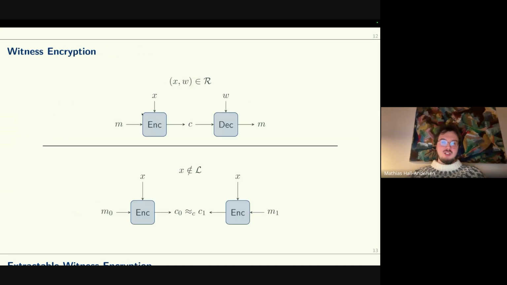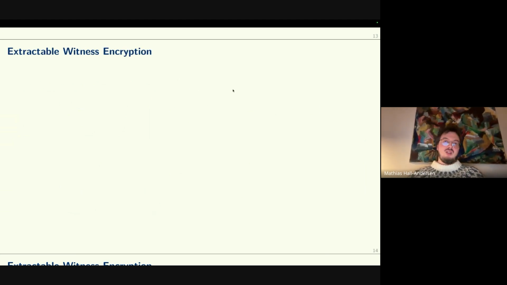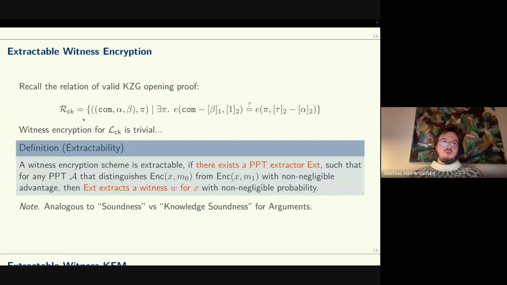This means that this notion doesn't give us anything, right? There's no security guarantee here, because the statement X here is some commitment, alpha and pi, and there always exists some W, namely an opening proof, such that it's in the relation. So the notion that I just showed is not enough if we want something non-trivial for KZG, right? Where our statements are going to be commitments and opening claims, and the witnesses are going to be KZG proofs.